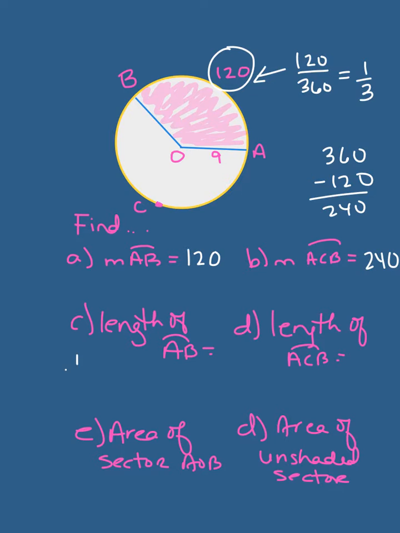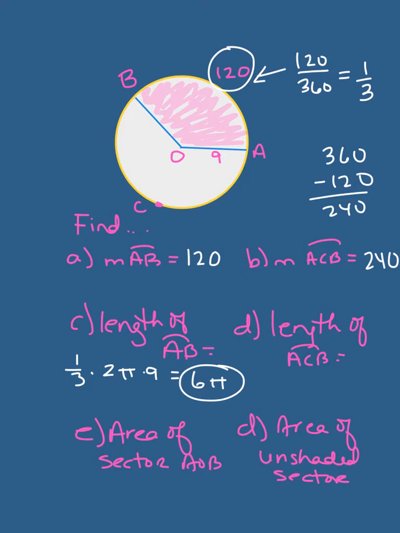So I have 1/3 times 2 pi, and the radius is 9. So when I simplify all of that, I have 6 pi. So that's the length of arc AB. I'll do the same thing for D, the length of arc ACB.